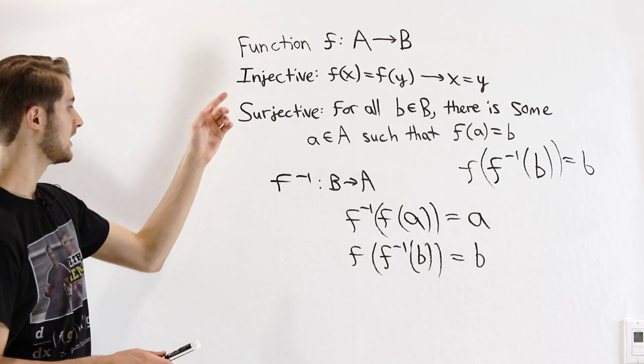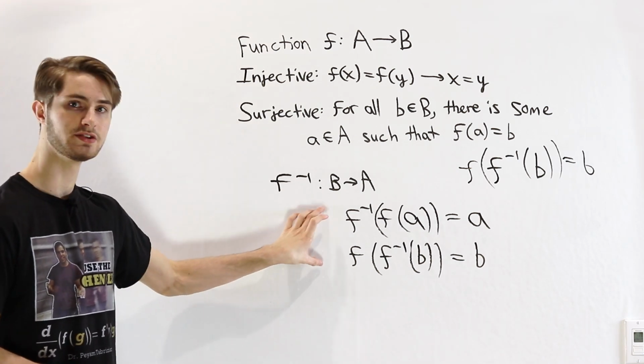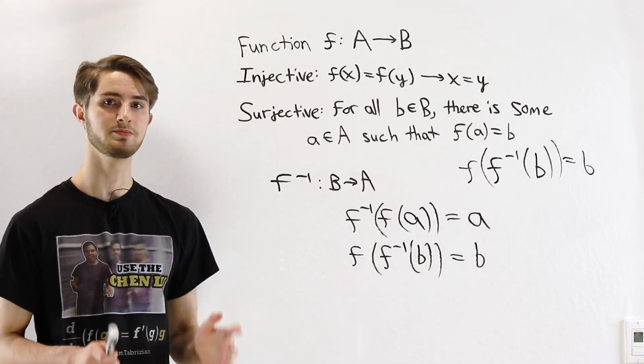Therefore, if a function has a two-sided inverse satisfying these conditions, then that function must be bijective.